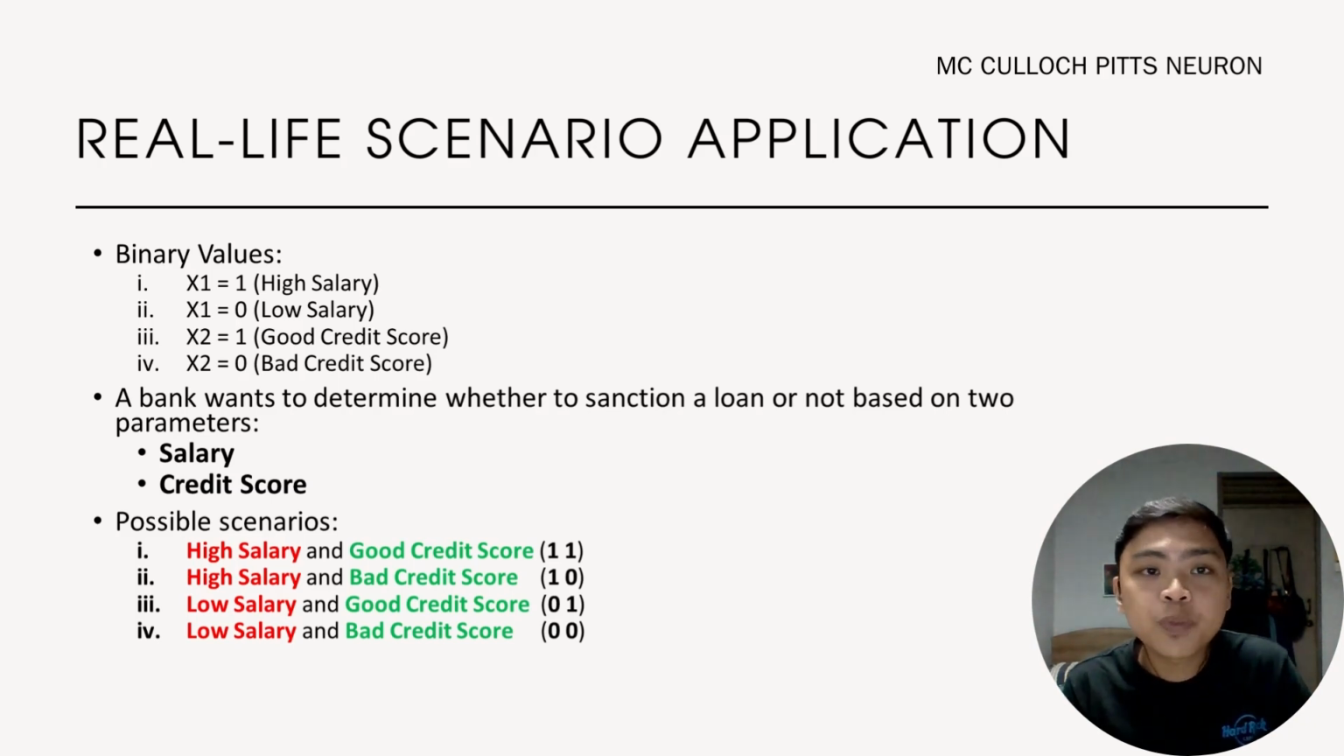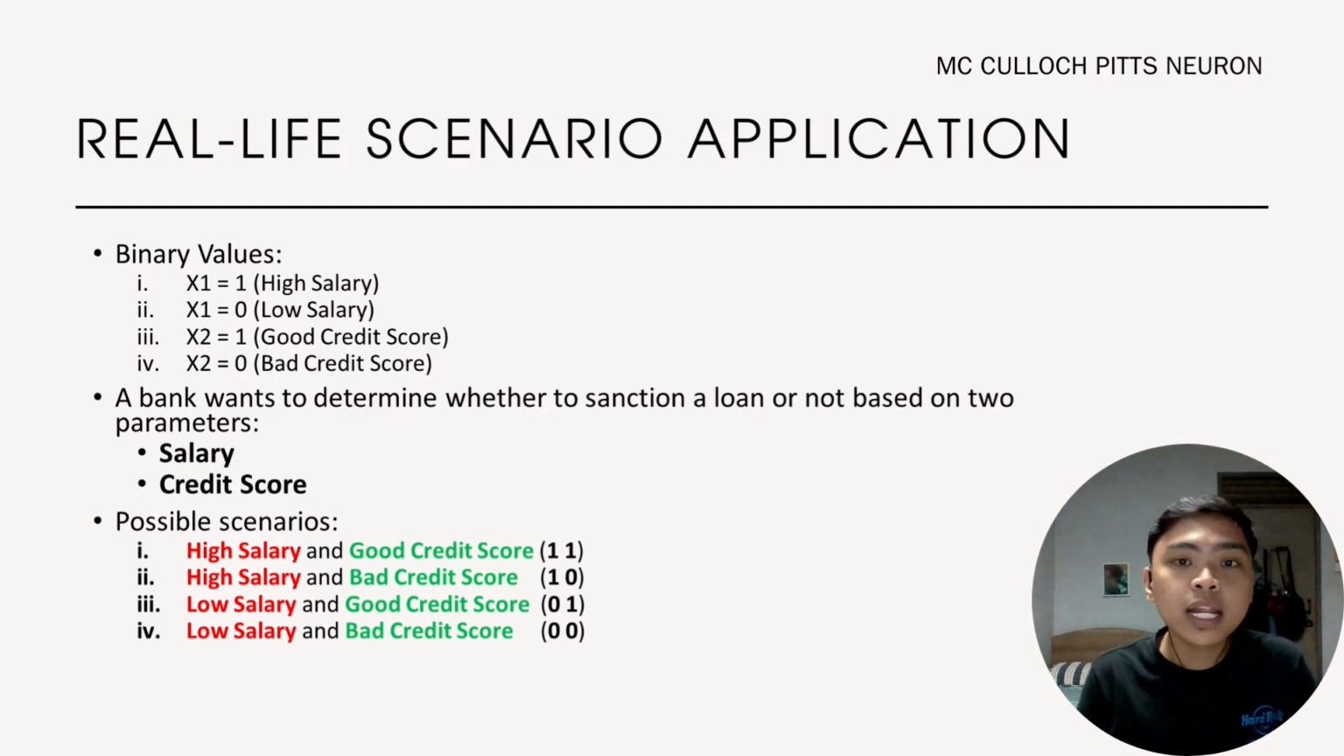To begin, we have two parameters to consider, which are salary and credit score. We represent them using binary values. A high salary is denoted as x1 equals 1, while a low salary is represented as x1 equals 0. Similarly, a good credit score is x2 equals 1, and a bad credit score is x2 equals 0. Now, let's explore the possible loan sanctioning scenarios based on the binary values we defined.